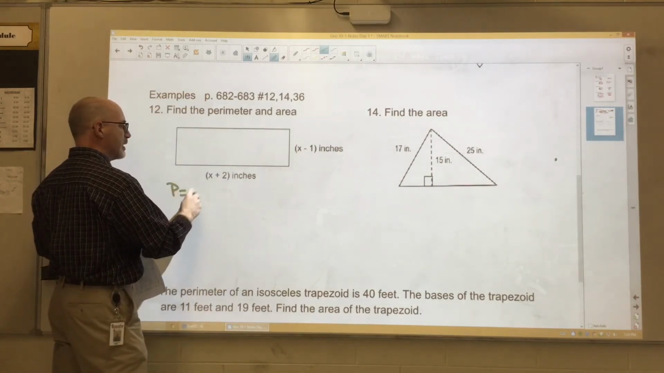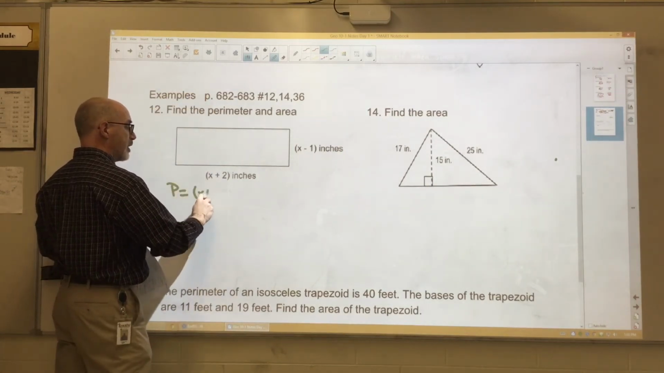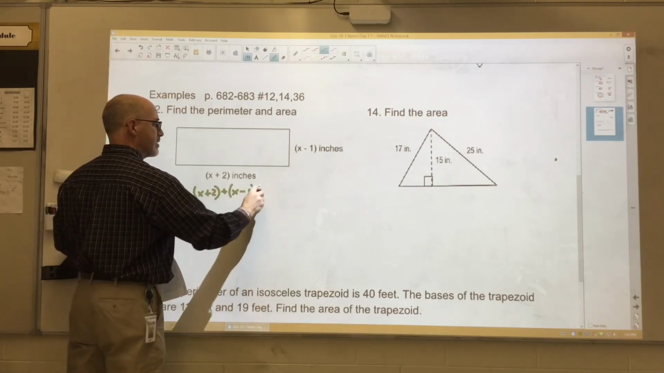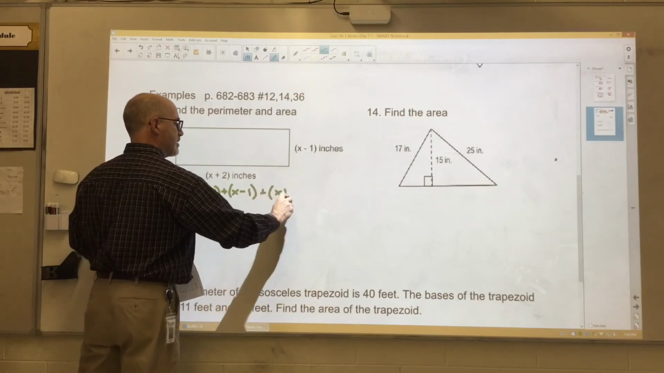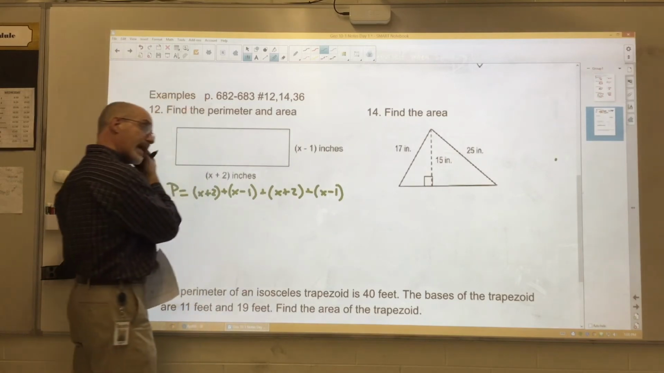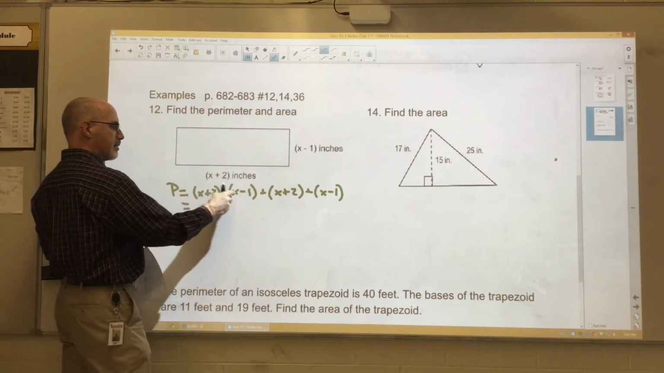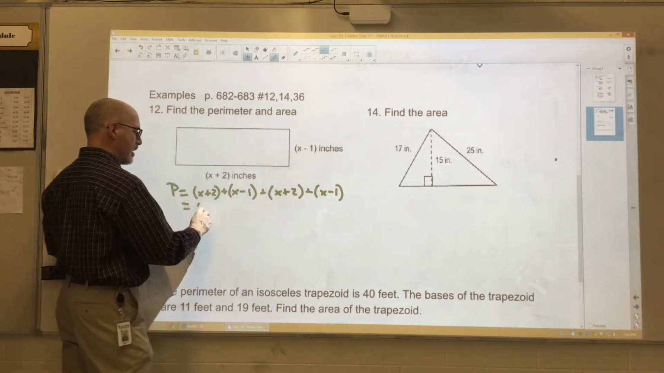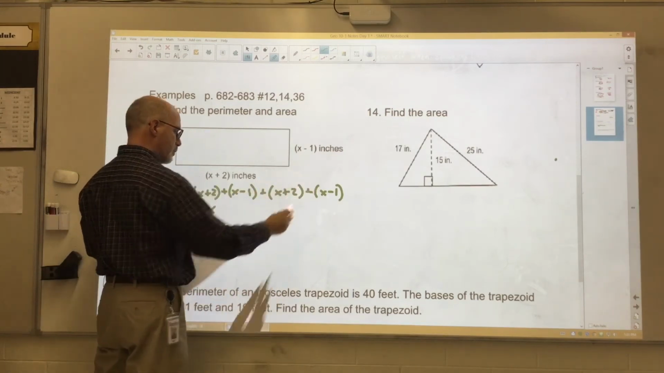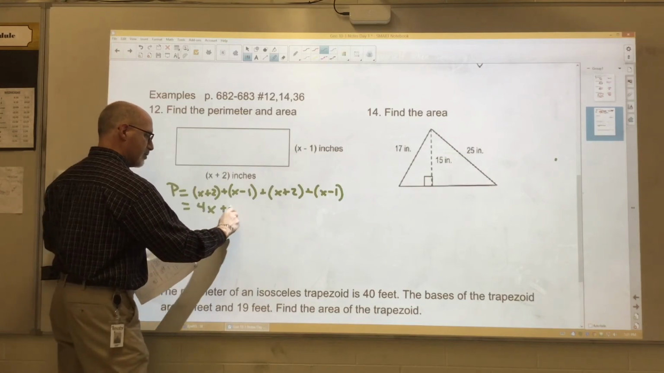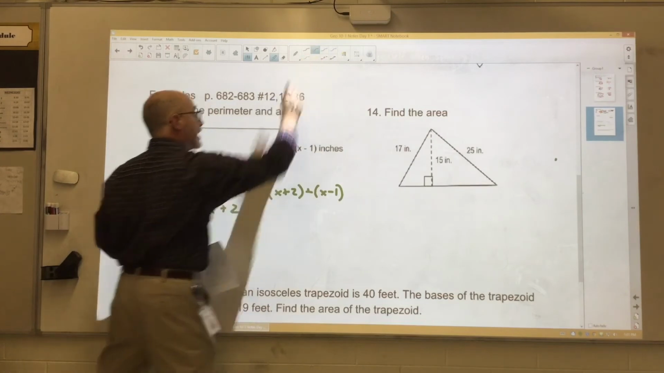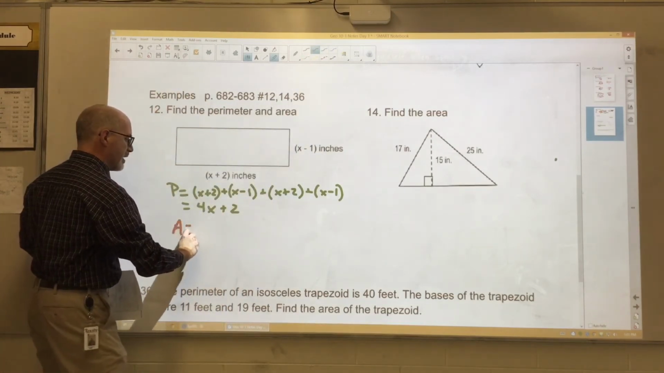The perimeter will equal all the sides multiplied or added together. So I'm going to add these. And so when I add all of those together, I have x plus x plus x plus x is 4x. And then 2 minus 1 plus 2 minus 1 is going to give us a plus 2 when I add those together. Now for the area, on the other hand, area is where you multiply them together.